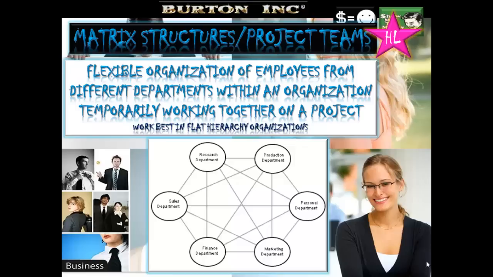So that people are selected from different functional departments. We might have someone from research, someone from production, someone from personnel, marketing, finance, sales, all brought together, and a clear project is given, and these individuals come together within their matrix, within their project teams, work on the project, nail the project, and disband and go away and perform their normal tasks or move on to the next project, which may not involve working with the same individuals again. Now, key point, matrix structures work best in a flat hierarchical organisation.